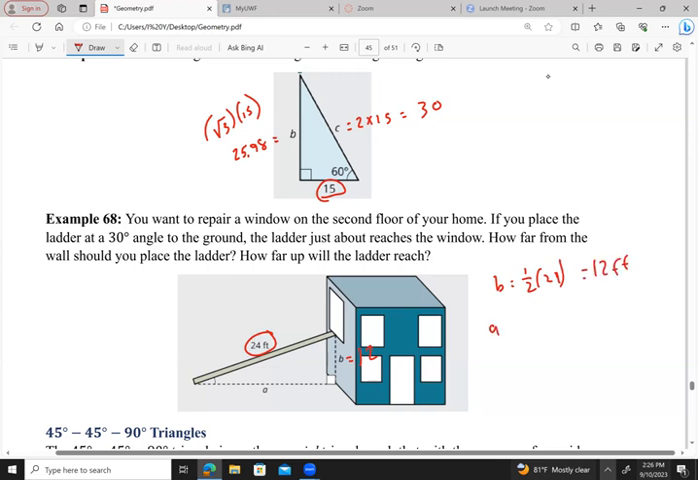Now A is the longer leg, so it's the square root of 3 times B, which is 12 times the square root of 3, roughly 20.78 feet.